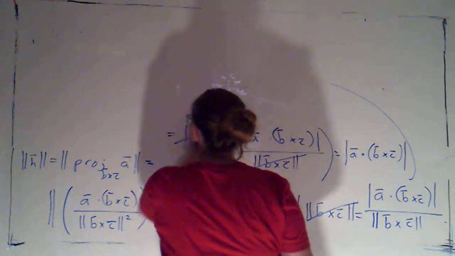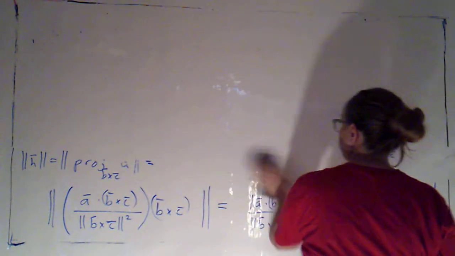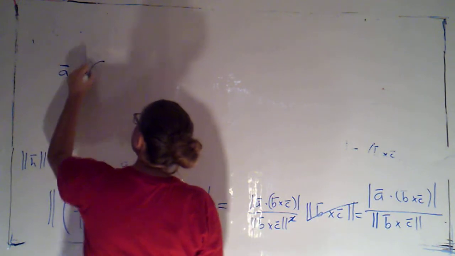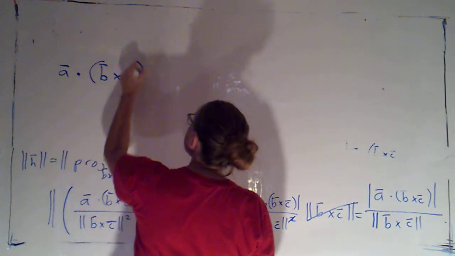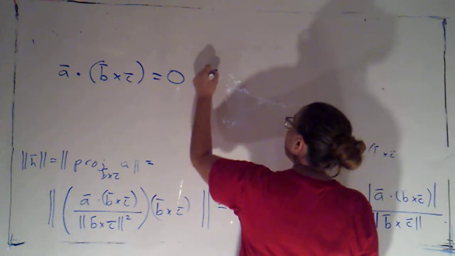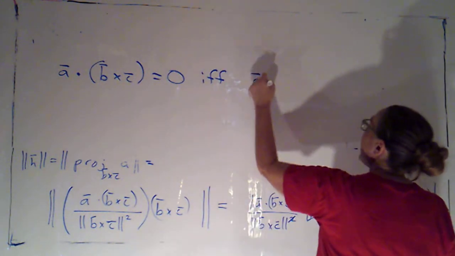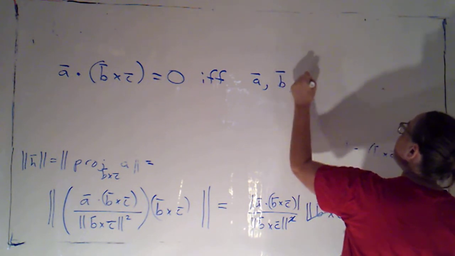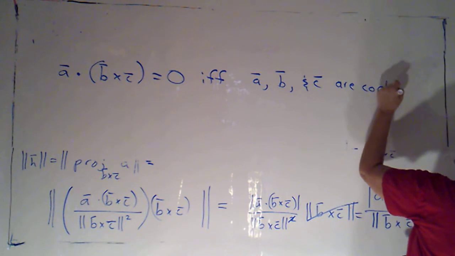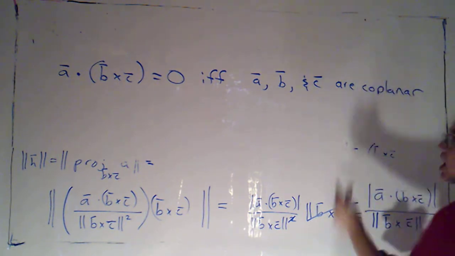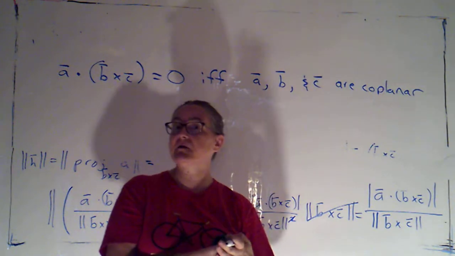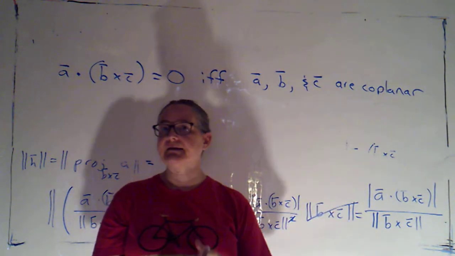But there's no theorem number to go with this fact. But it turns out it is true that this scalar triple product, A dotted with B cross C, will equal 0 if and only if A, B, and C are coplanar. Coplanar just means that they can all be drawn in the same plane. If I translate them so that their tails are together, they all lie in the same plane.